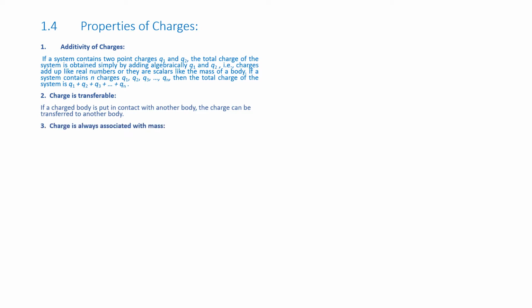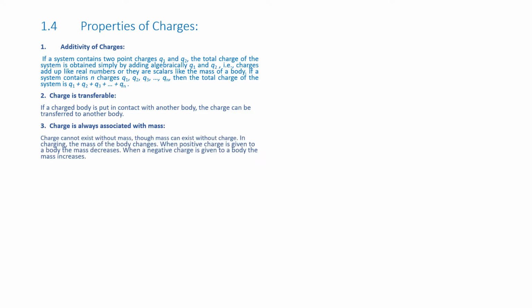The third property is charge is always associated with mass. Charge cannot exist without a mass, though mass can exist without a charge. In charging, the mass of the body changes. When a positive charge is given to a body, the mass decreases, whereas when a negative charge is given to a body, the mass increases. So, charge is always associated with mass.